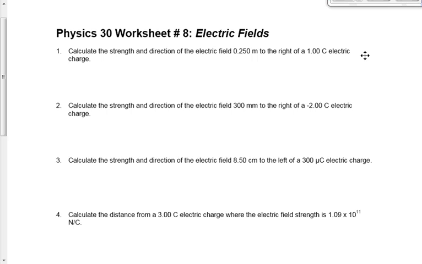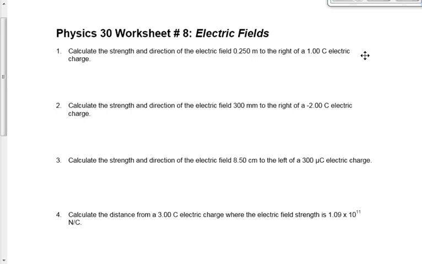All right, everyone, let's take a look at our homework that we had over the weekend, worksheet number 8. First one that we need to go over here is question number 4. So let's take a peek at that one here now. It says, calculate the distance from a 3 coulomb electric charge where the field strength would be 1.09 times 10 to the 11 newtons per coulomb.